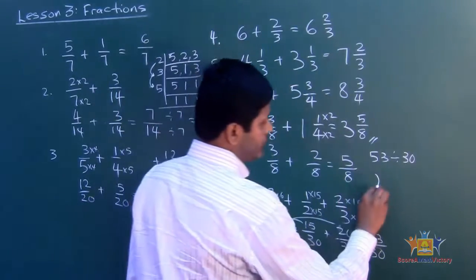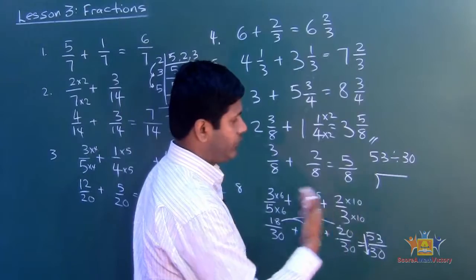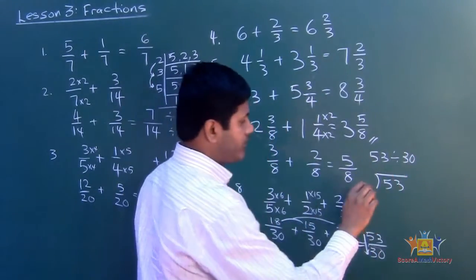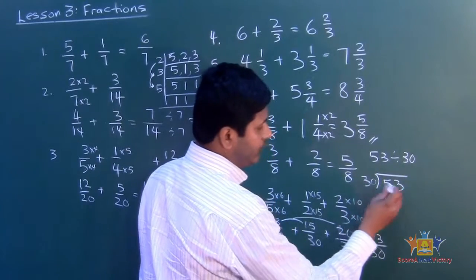Long division method. Okay, we're going to use the cage approach. 53 is kind of inside the cage. I'm going to put it inside the cage. 30 is kind of outside. I'm going to put it outside the cage. In 53, there's how many?